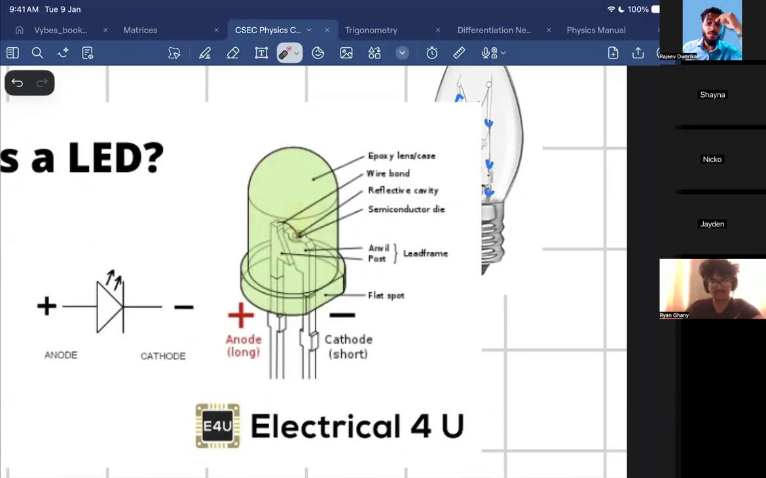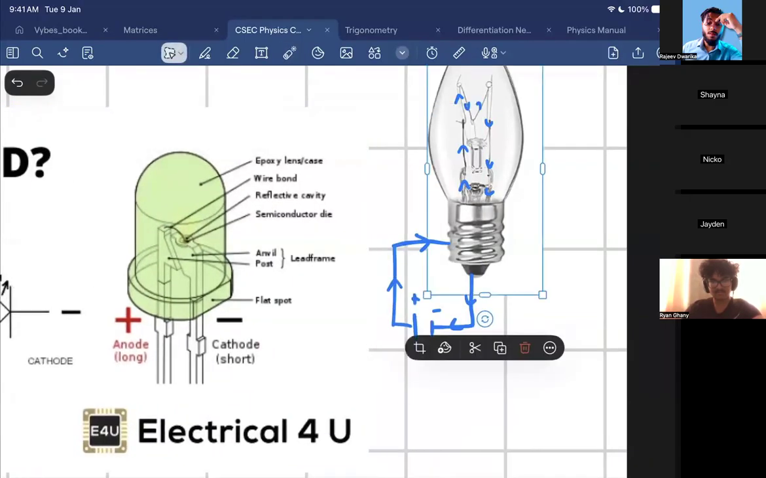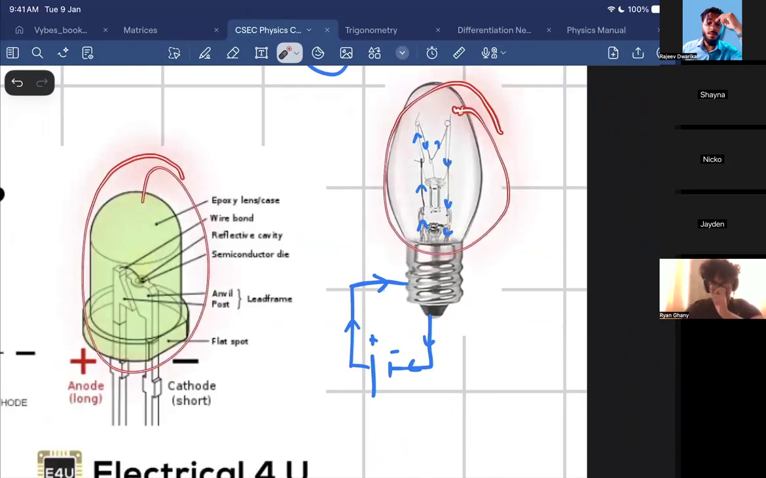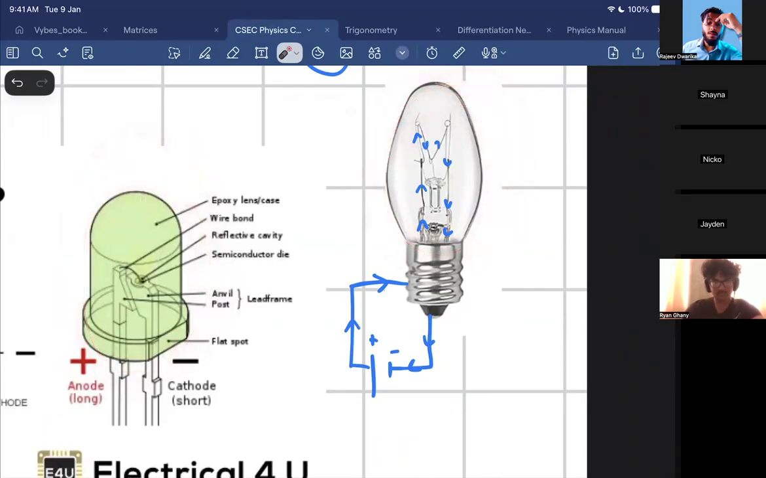Now, that process is very different from just heating up metal and producing light. Do you all understand there's a difference? One is specialized to make light, and one just happens to make light because the metal is getting hot. There's a big difference. But which one do you think is more efficient, Jaden? The LED or the lamp? The lamp. No.